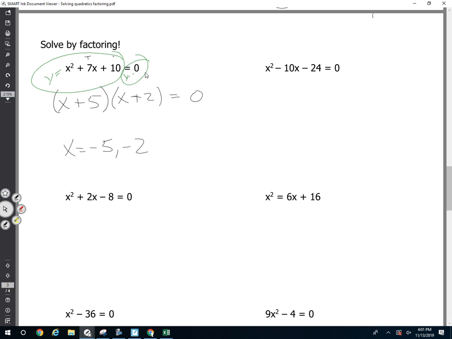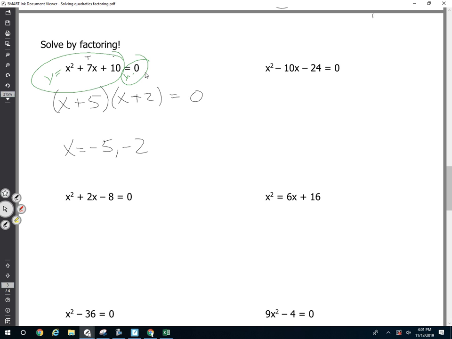Do you see it? Do you see them? Yeah. You know what? You don't even have to find the intersection. You can literally just trace over to negative 2 and see that the y is 0. Trace over to negative 5, see the y is 0. You see it?